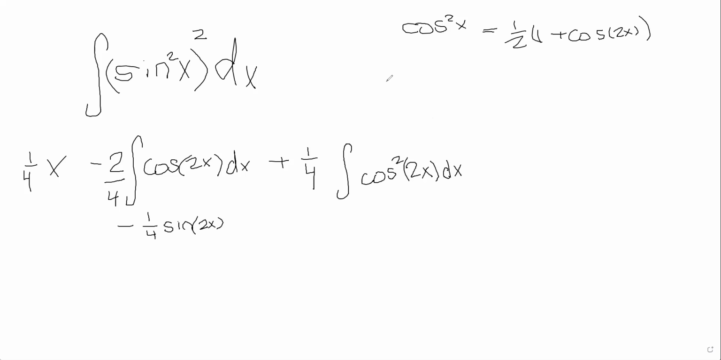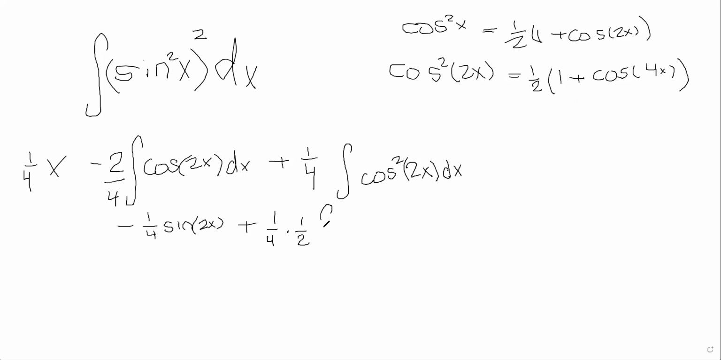So I'm going to modify this identity. I'm going to make some modification to it real quick. I'm going to go from having an x to having a 2x. And that's also going to affect the right side. We're going to have 1/2 times 1 plus cosine, not of 2x, but it's going to turn into a 4x. All right, there we go. So we already have the 1/4 there. What we don't have is the 1/2. So we're going to have 1/4 times 1/2 integral, and then this is going to be 1 plus cosine of 4x.